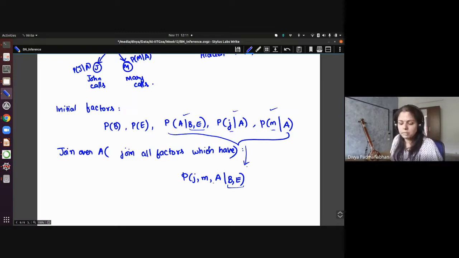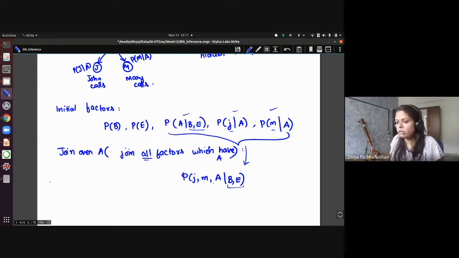And this is a probability. This new factor that you get is a probability because you've done a join of all the factors which have A. If you did just a join of two things, if you went step by step, then you have to be careful about whether it's actually a probability or not. We saw some examples yesterday. Anyway, when you join all the factors which have A, you're going to get a probability table.